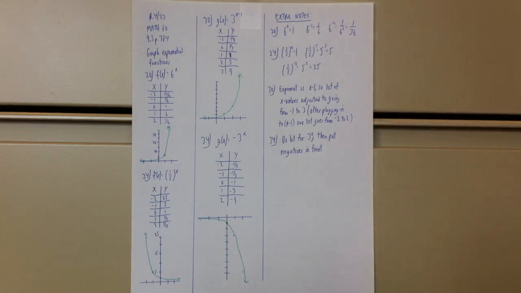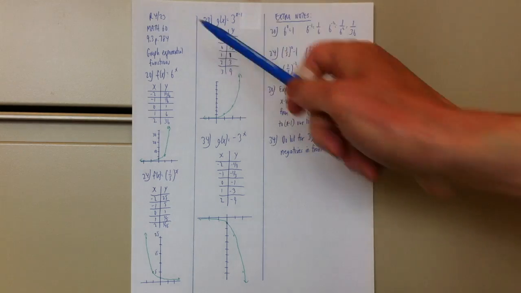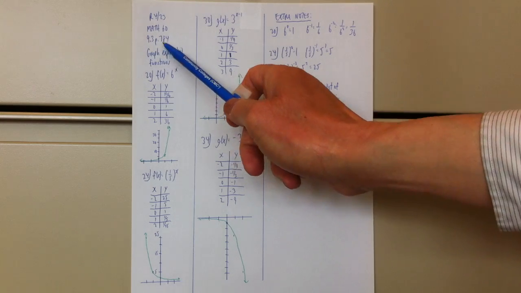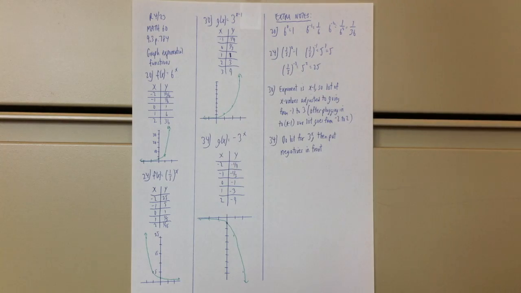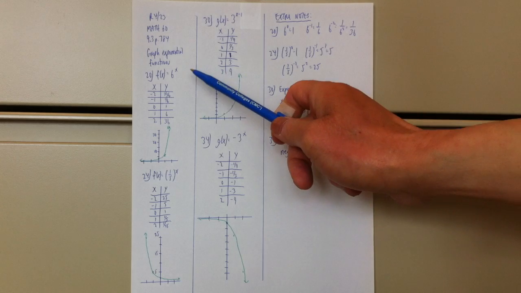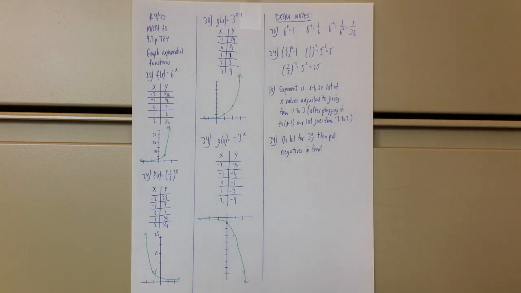These are notes from Elham's Math 60 for Thursday, April the 23rd, section 9.3, page 784. We are all graphing on this section the graphs of exponential functions.